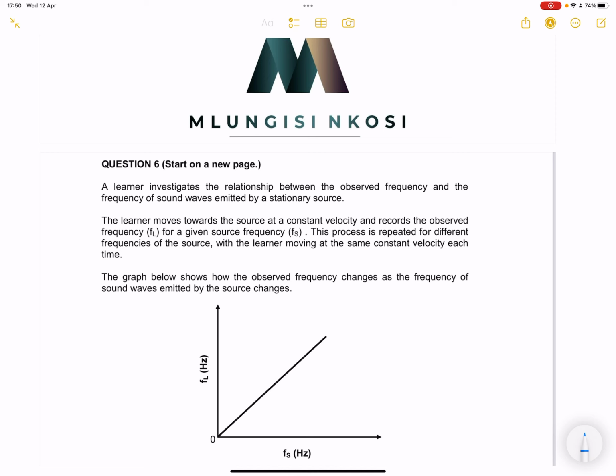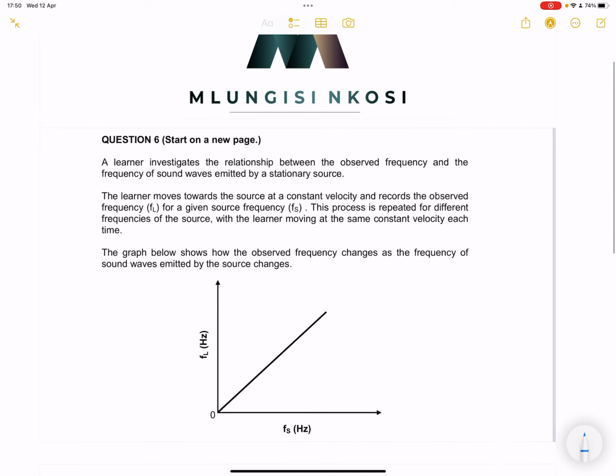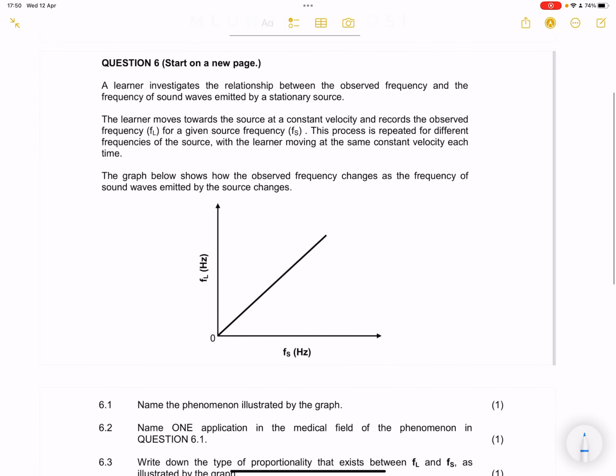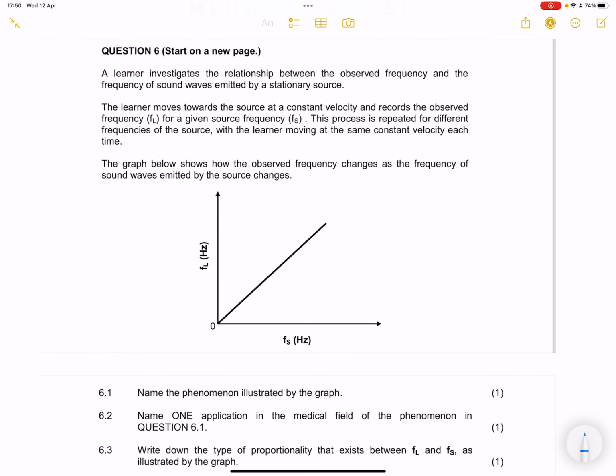So let's get right into the question. We're looking at the Doppler effect today. They say to us, we've got a learner that investigates the relationship between the observed frequency and the frequency of sound waves emitted by a stationary source. The learner moves towards the source at a constant velocity and records the observed frequency for a given source frequency fs. This process is repeated for different frequencies of the source, with the learner moving at the same constant velocity each time.